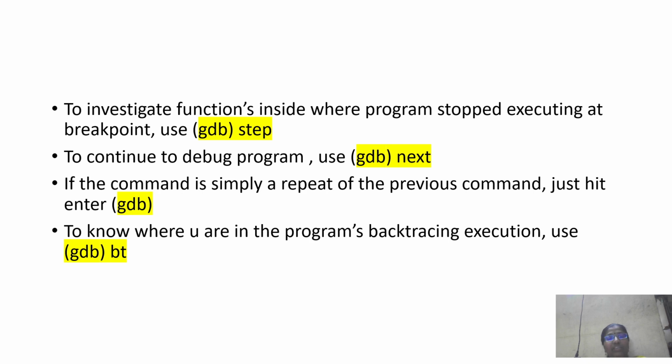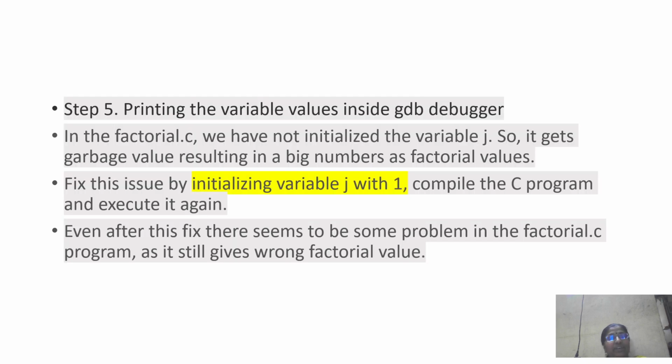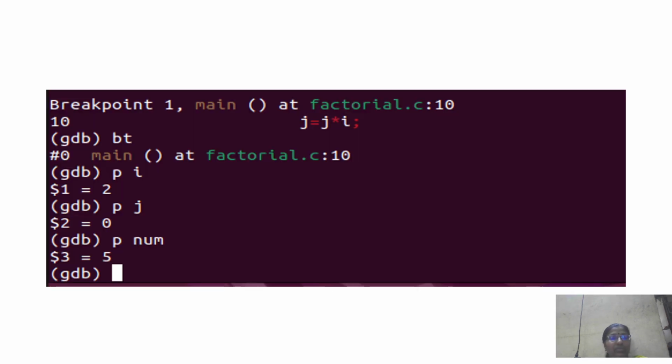What are all the possible bugs in the code? So step 5 is printing the variable values inside the GDB debugger. In factorial.c, we have not initialized the variable j, so it gets a garbage value, resulting in big numbers as the factorial values. Now fix this issue by initializing the variable j with 1, compile the C program, and execute it again. Even after this fix, there seems to be some problem in line number 9, that is, i should be less than or equal to n.